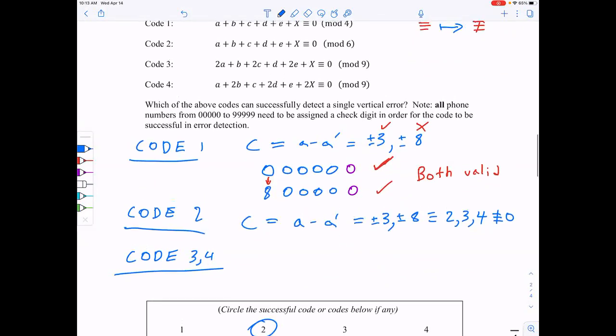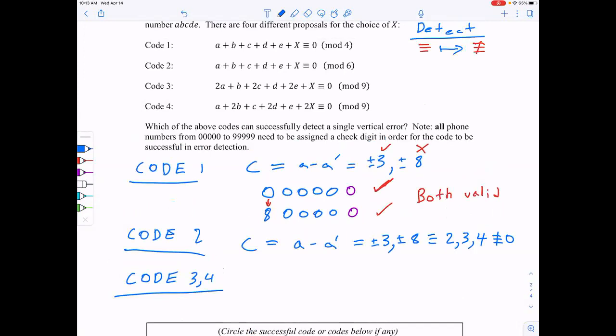Now, I suppose there is one difference, even though they're both in mod 9. Let's remember this note here, that all phone numbers need to be assigned an X value. So we do need to make sure that we can find an X no matter what the A, B, C, D, E is. So that's no problem for code 3. For code 3, you just say, okay, we can find the X by moving all of these to the other side and solving in mod 9, and we get our X value. So you'd have to do the same thing with code 4 and the same thing with all the other codes.